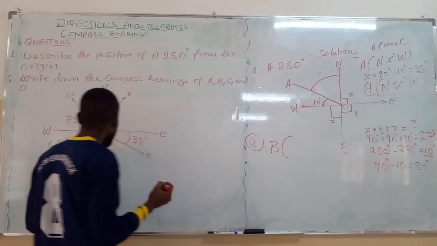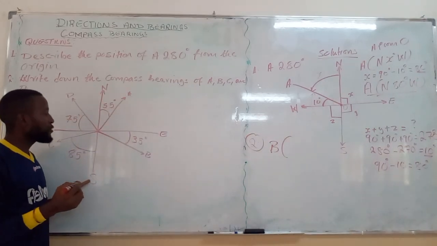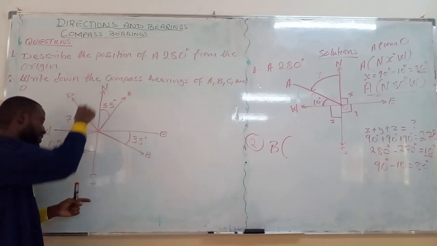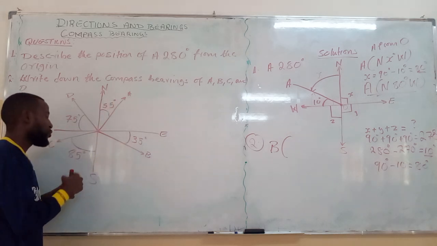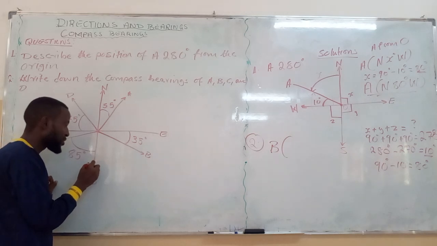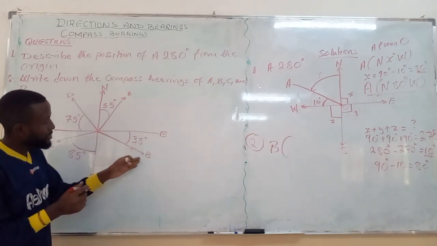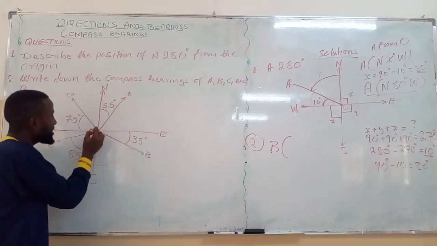We name B by simply starting from south going to east. Remember directions: you always name it either north or south first, you don't say east first. So they are talking of this bearing here. We need to find this bearing here, which means the southeast, from the origin.